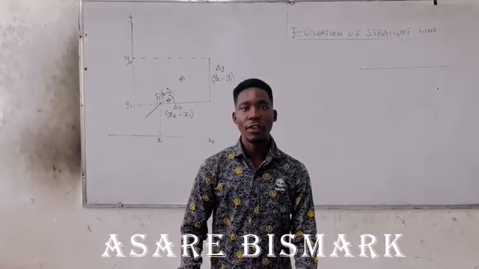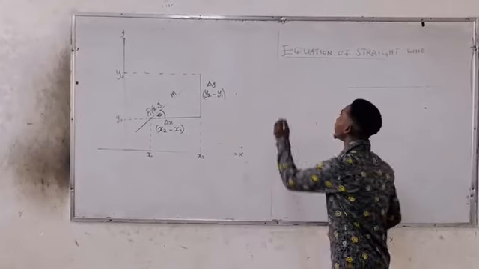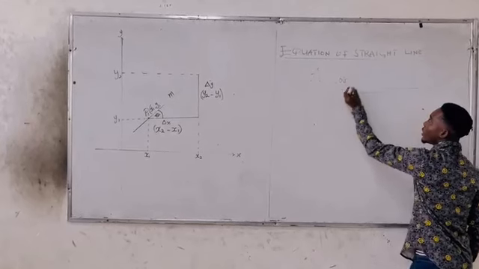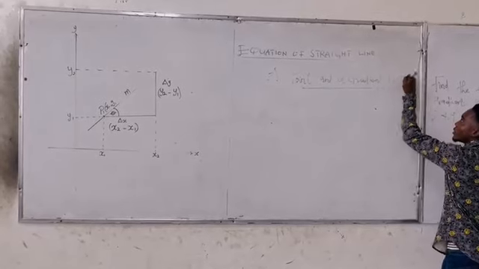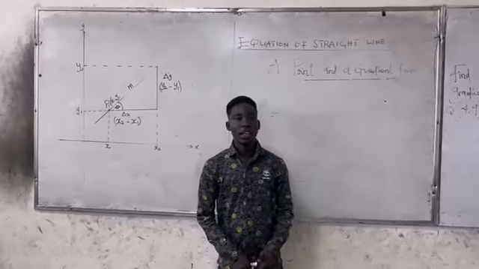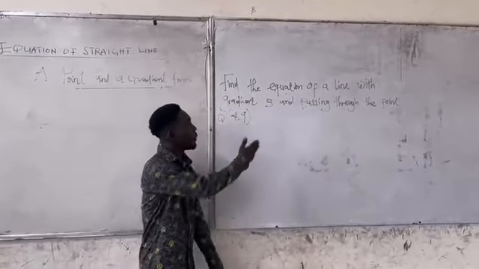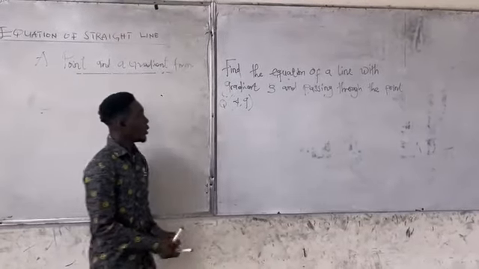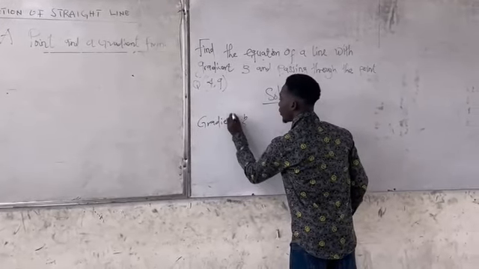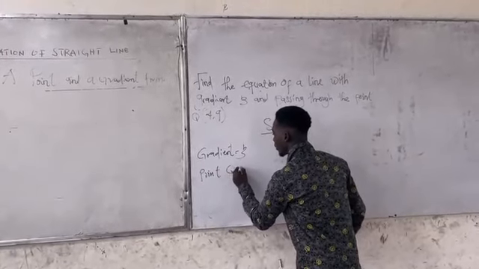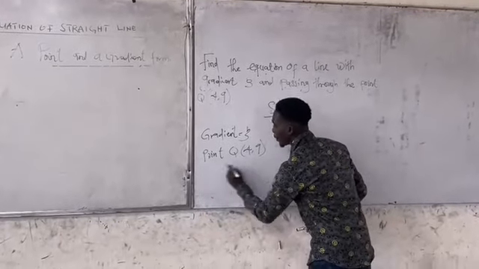We can also find the equation of a line when a point and a gradient is given. So our subtopic is a point and a gradient. Okay, so let's try this question. Find the equation of a line with gradient 3 passing through the point 4, 9. Okay. So the gradient is 3 and the point is 4, 9. So we can use our formula to find the equation of a line.